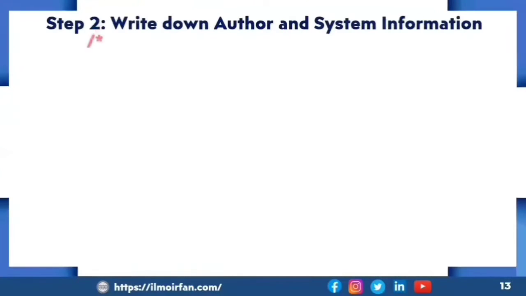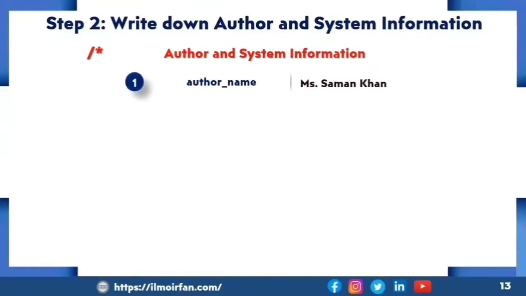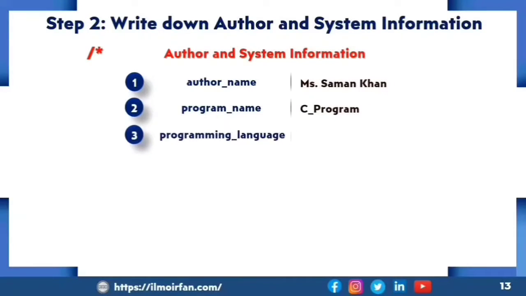Step 2 is write down author and system information. Author and system information is as follows. Please note that the author and system information is written in multi-line comments. In C programming language, a multi-line comment starts with slash and star and ends with star and slash. Here, author name is Miss Saman Khan. Program name is C program. Programming language is C. Operating system used is Windows 10.